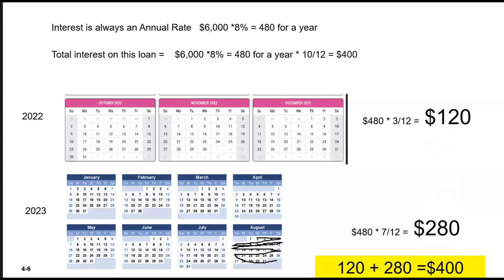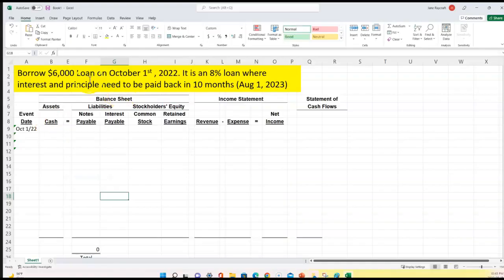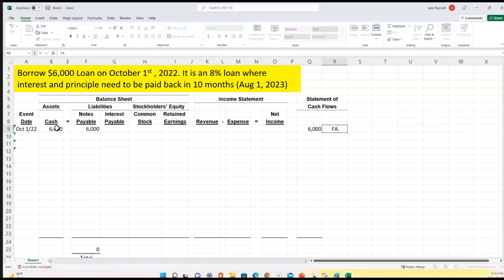All right. So let's walk through how we would capture this information. So October 1st, we are going to borrow $6,000. That means our cash is going up by $6,000, but so are our liabilities going up by $6,000. So if we think about our statement of cash flows, this is a cash inflow of $6,000, and it's a financing activity. Woo, woo! We got the money.